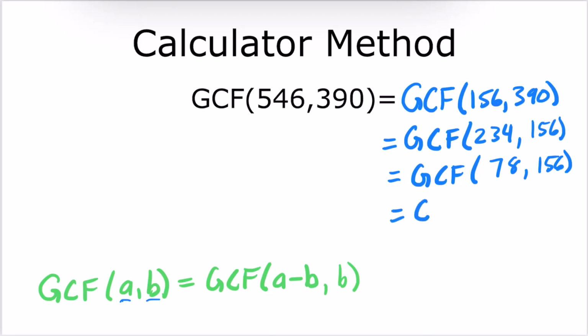Then the next step is to find the greatest common factor of the difference of 156 and 78. When I subtract 156 and 78, I get 78, and the smallest number in the pair is also 78. That means I am trying to find the greatest common factor of 78 and 78, and that's just going to equal 78, since the same number can be divided by itself. That's the largest factor they have in common. And that's how you would use the calculator method to find the greatest common factor of these two numbers.